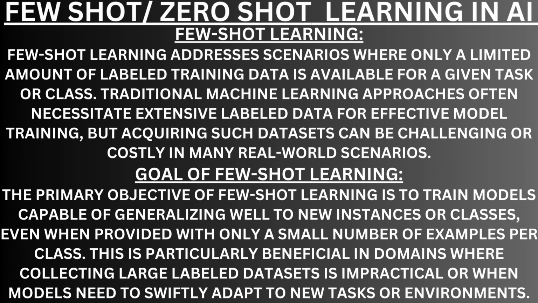Goal of few-shot learning. The primary objective of few-shot learning is to train models capable of generalizing well to new instances or classes even when provided with only a small number of examples per class. This is particularly beneficial in domains where collecting large labeled datasets is impractical or when models need to swiftly adapt to new tasks or environments.